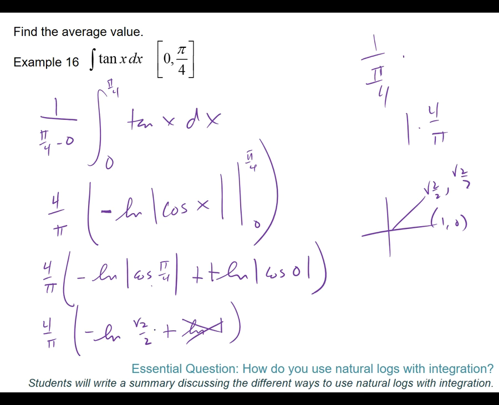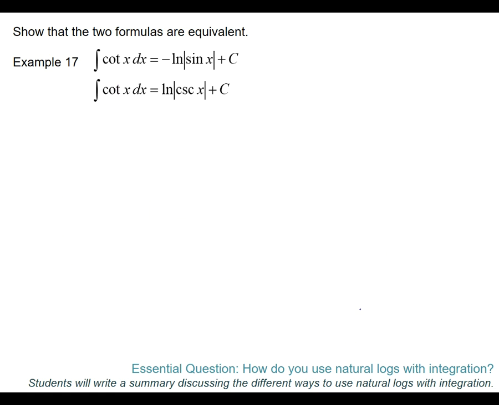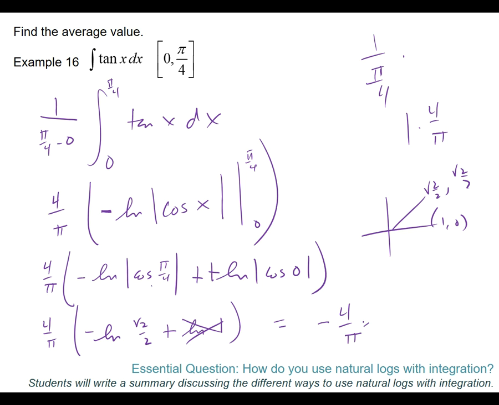Alright, if I were to clean up what this looks like, I'd probably go negative 4 over pi natural log square root of 2 over 2. Again, likely to be a non-calculator versus a calculator. If you did have to use the calculator, the number I got was 0.441.